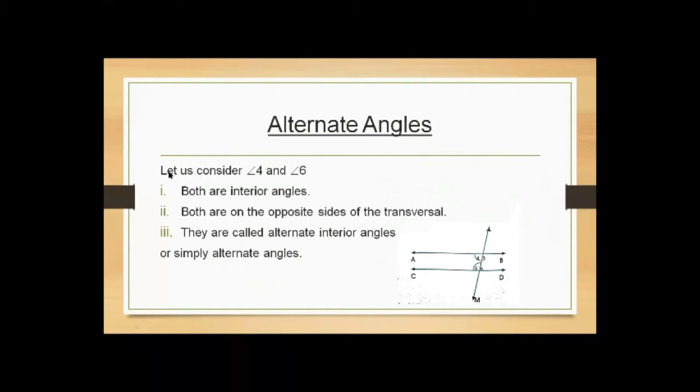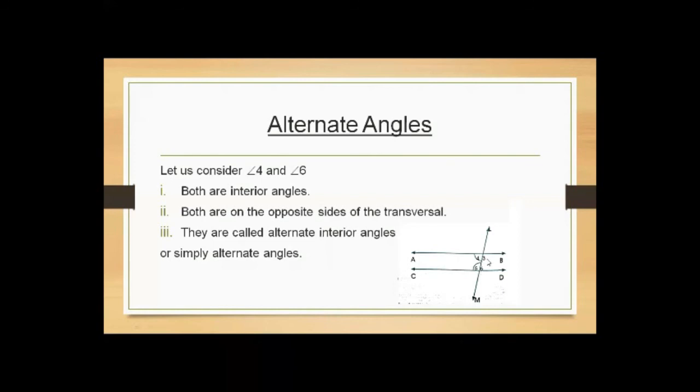Now students, what are the alternate angles? These are pairs of angles. Let us consider angle 4 and angle 6. Now this is the diagram. Both are interior angles. As you see, students, AB and CD are the parallel lines, and the third line which intersects these two parallel lines is the transversal. Here we have angle 4 and angle 6, both interior angles, not this angle. Both lie on opposite sides of the transversal. Third, they are called alternate interior angles or simply alternate angles. So angle 4 and angle 6 are called alternate angles or alternate interior angles.